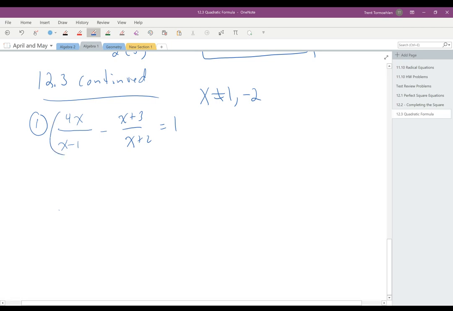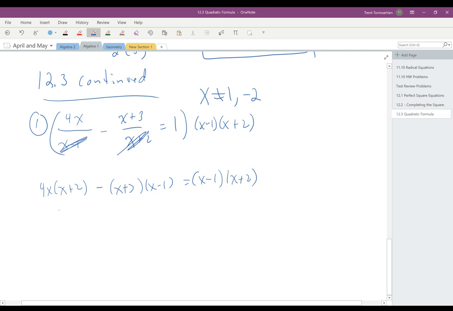After that, then it's just a matter of clearing out the denominators and then solving the quadratic that's remaining. And so when we do that, we're going to multiply by x minus 1 times x plus 2. And so that'll cancel out the x minus 1, so that gives you 4x times x plus 2 minus x plus 3 times x plus x minus 1, because the x plus 2 cancels, and that'll equal this x minus 1 times x plus 2.